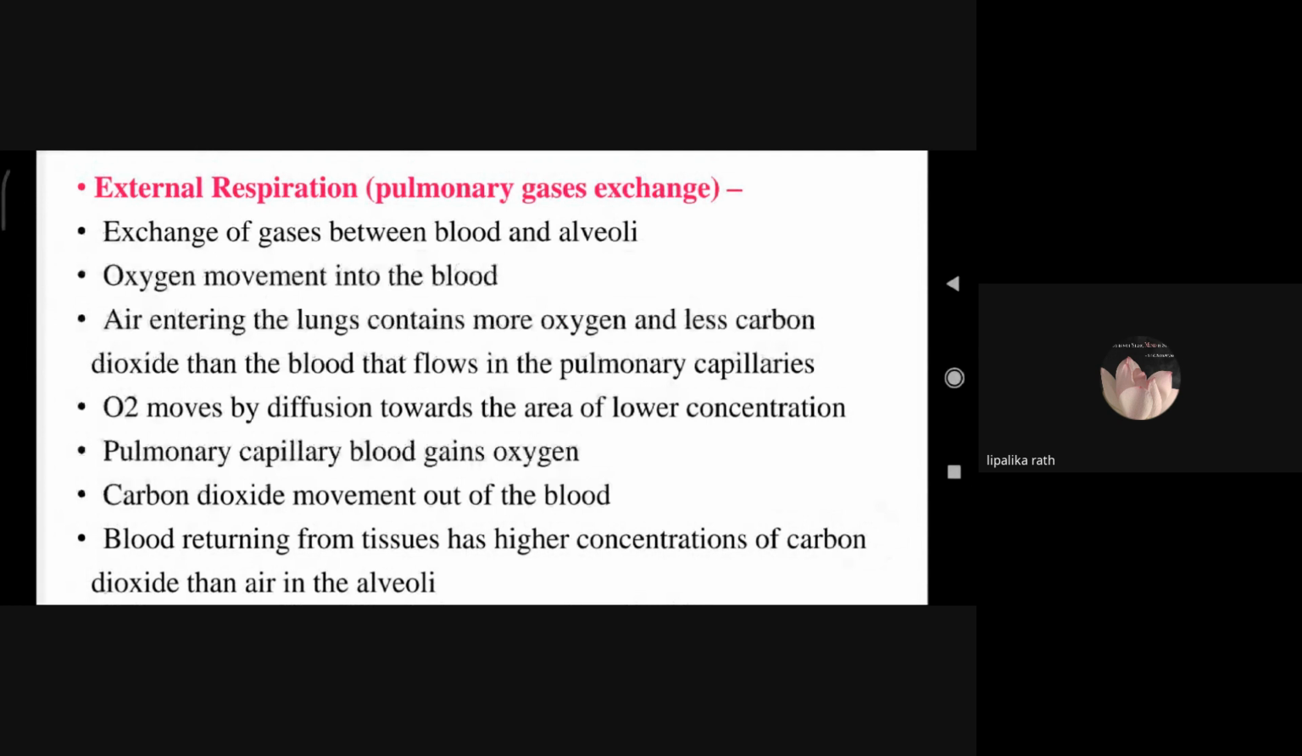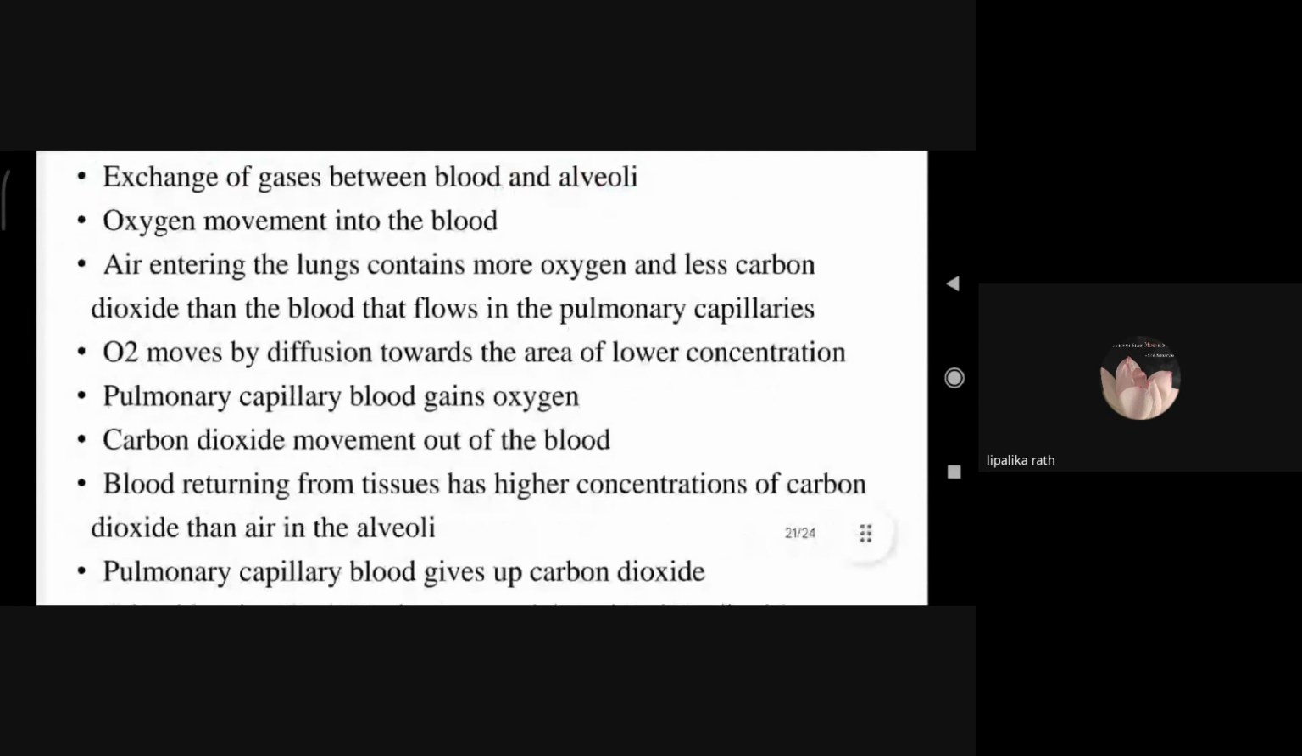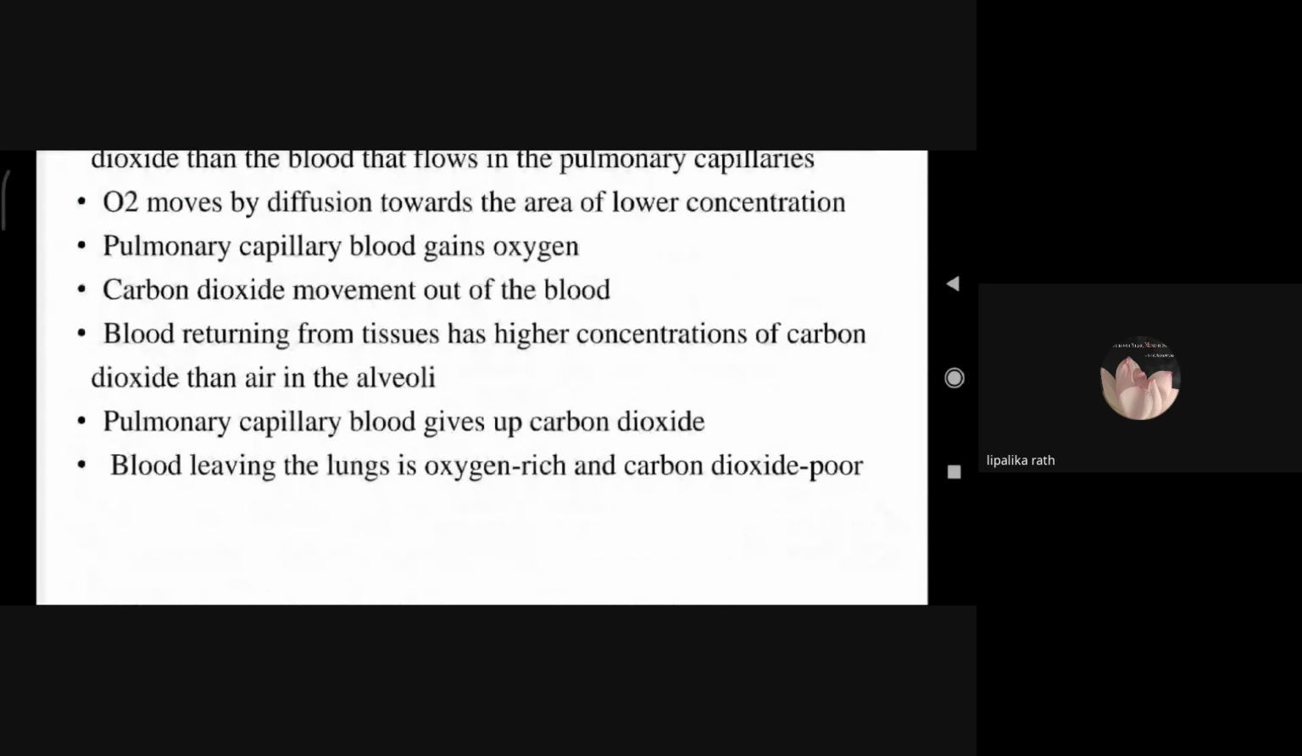So, carbon dioxide movement out of the blood: blood returning from tissues has a higher concentration of carbon dioxide than air in the alveoli. Same thing as we have discussed for oxygen. Higher concentration of carbon dioxide in capillaries than alveoli. So pulmonary capillary blood gives up carbon dioxide. Blood leaving the lungs is oxygen rich and carbon dioxide poor. So blood which is leaving the lung to the heart is now oxygen rich and carbon dioxide poor.